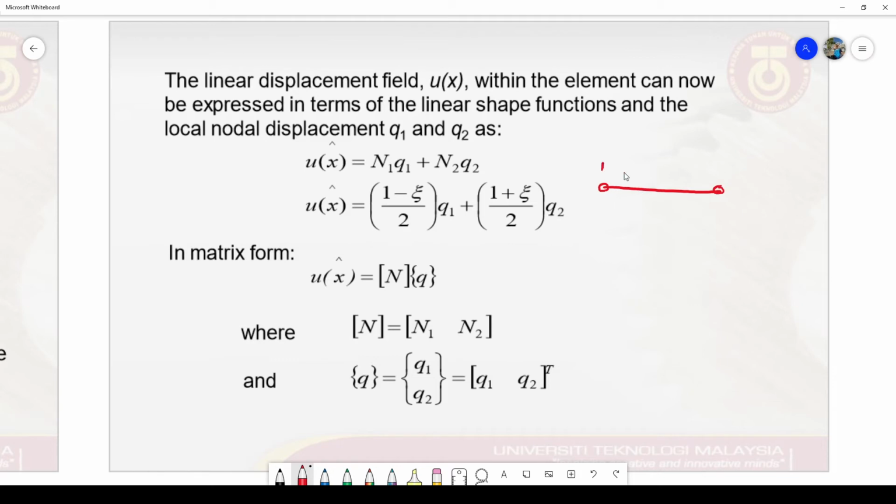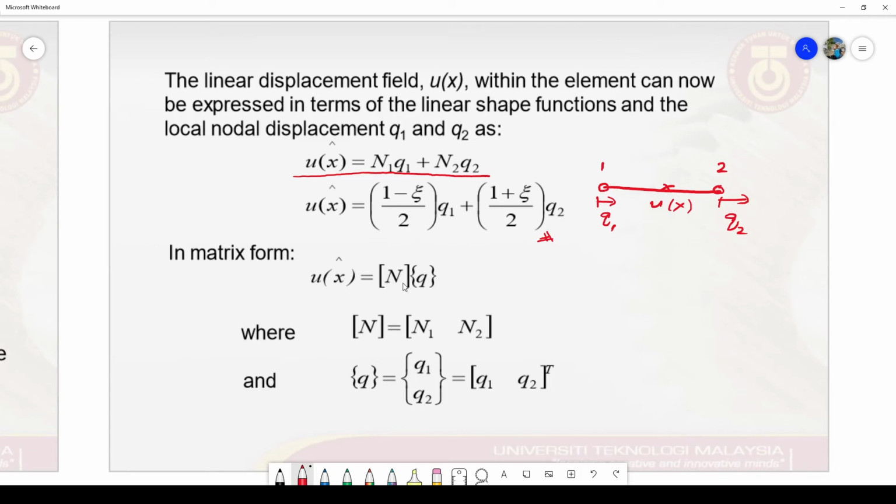The field displacement within two nodal points can be obtained as we mentioned in an earlier slide: the variation of the displacement at the two nodal points is assumed to vary linearly between the two points. Thus the field displacement here can be predicted by using the linear interpolation functions, as given by N1 q1 plus N2 q2, where we can substitute the N1 and N2 into this equation, which gives the second equation in this slide. And this equation can also be written in matrix form, which is u(x) equal to Nq.